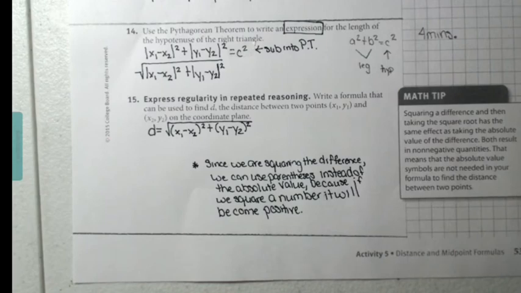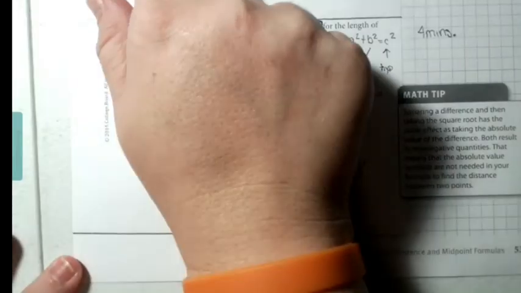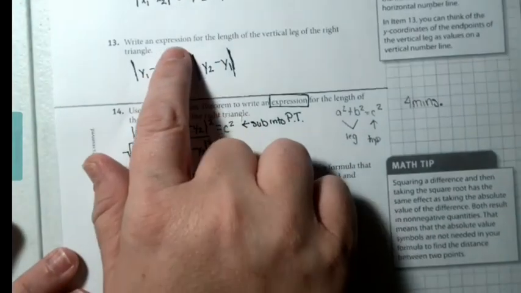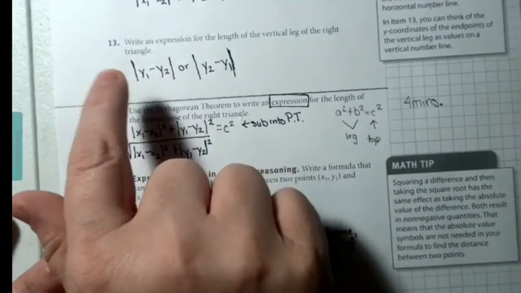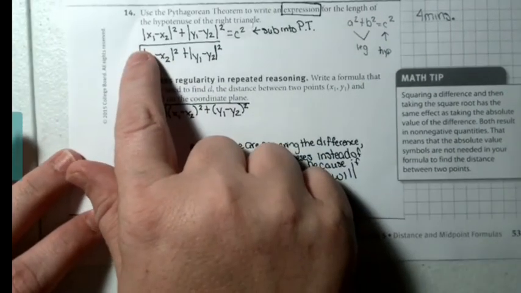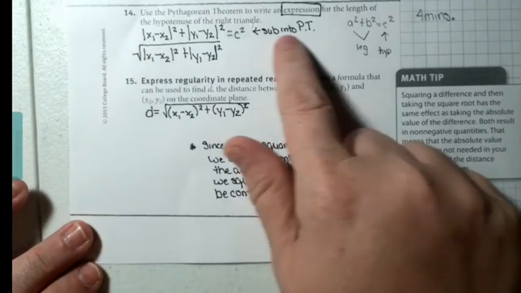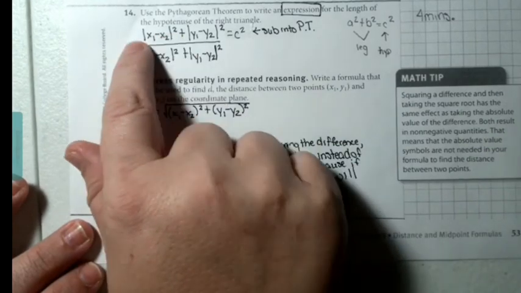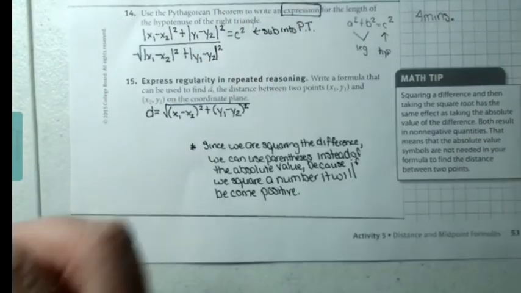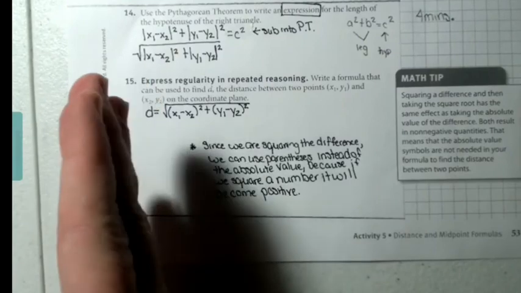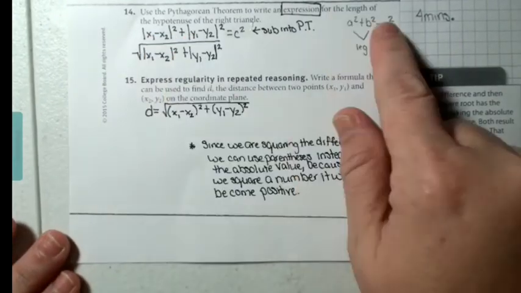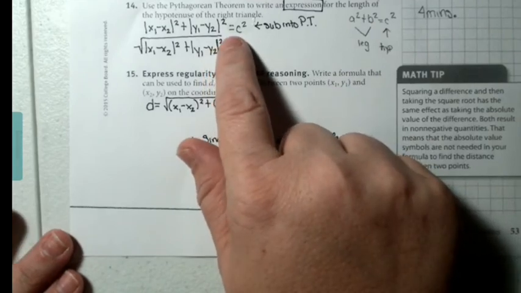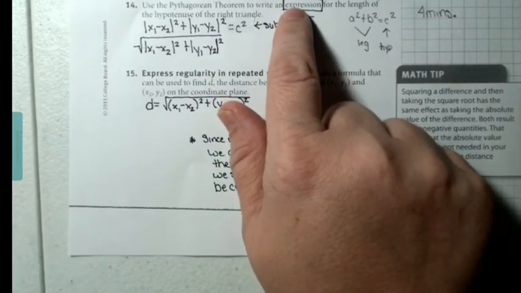I showed that I substituted in this horizontal leg back here from question 12 and the vertical leg back from question 13 into the Pythagorean theorem, which said a squared plus b squared equals c squared. Because remember, one of the horizontal or the vertical, one would have been my a, the other one would have been my b. So I squared each one of those because that's what the formula calls for. And I set that equal to c squared. But it asked me to write an expression.